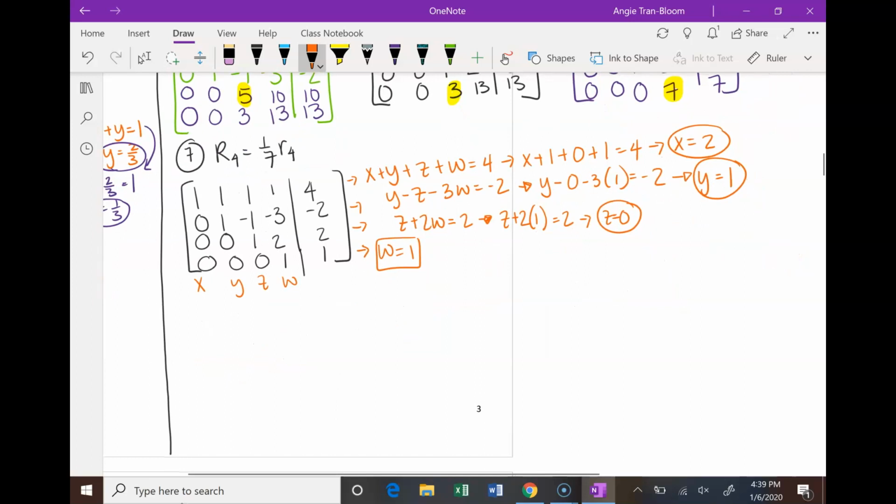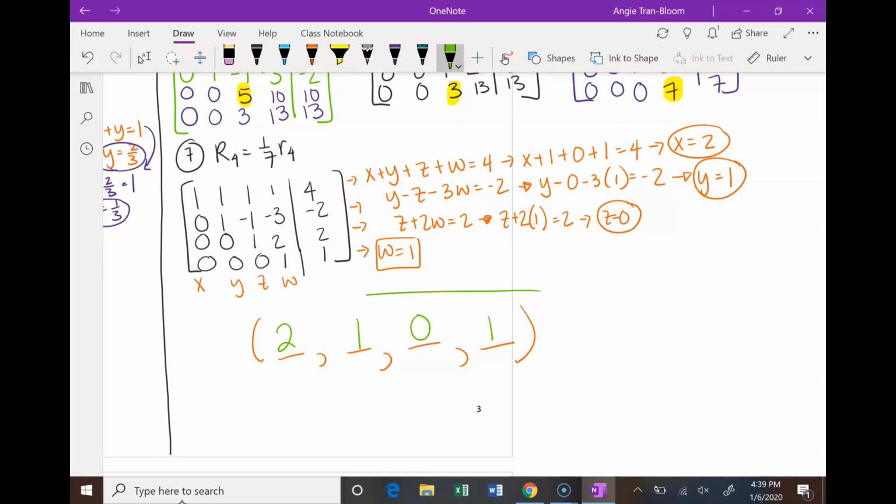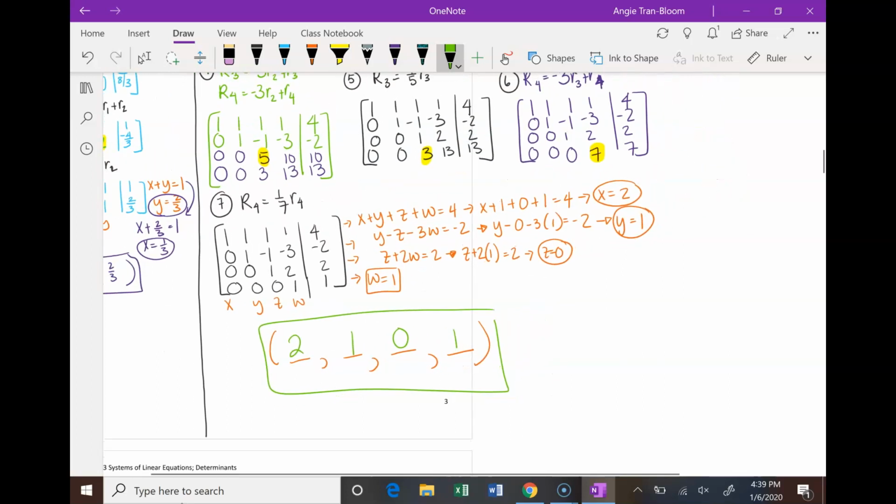So you have your answers, right? We want to put x, comma, y, comma, z, comma, w, and we have all 4 values. x is 2, y is 1, z is 0, and w is 1. And that is one answer. It is consistent. Consistent means you have an answer. And that is the end of example 4.